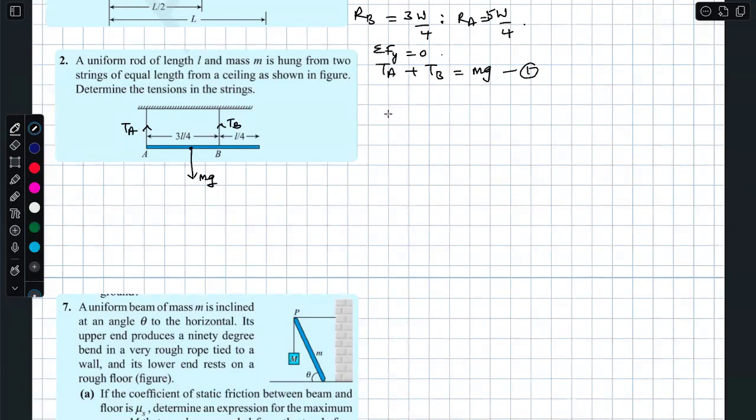Next, one more important point, you take torques about A. Torque is 0. mg times L by 2 is TB times 3L by 4, which is nothing but TB is 2/3 of mg. TA is mg by 3.